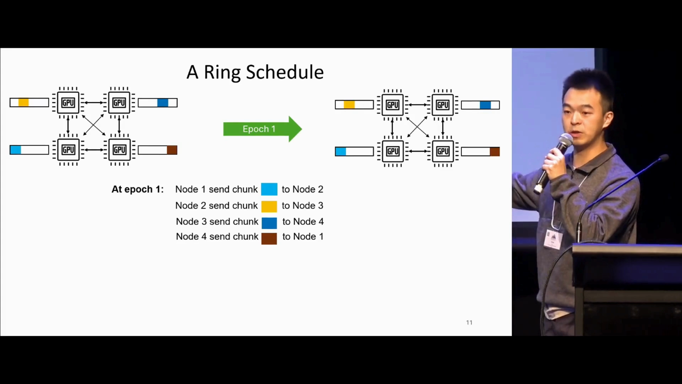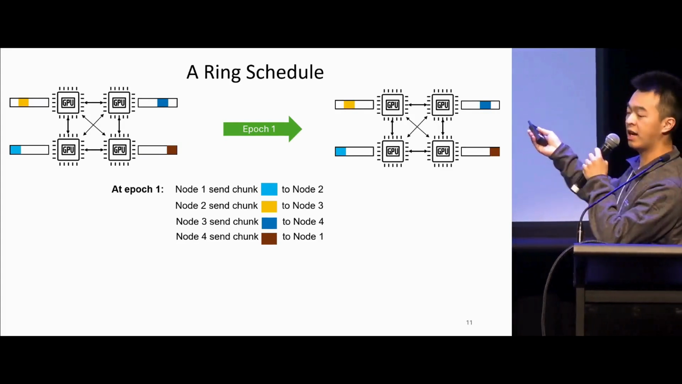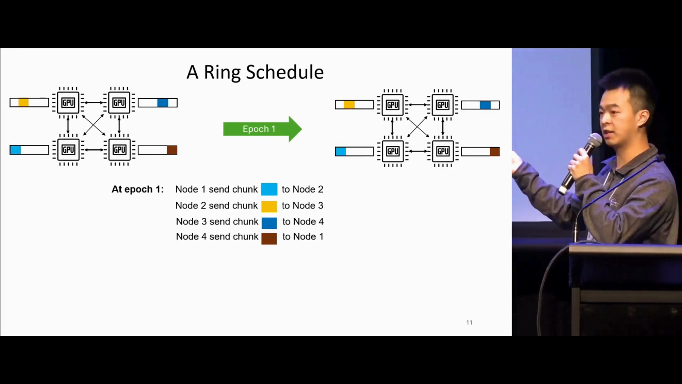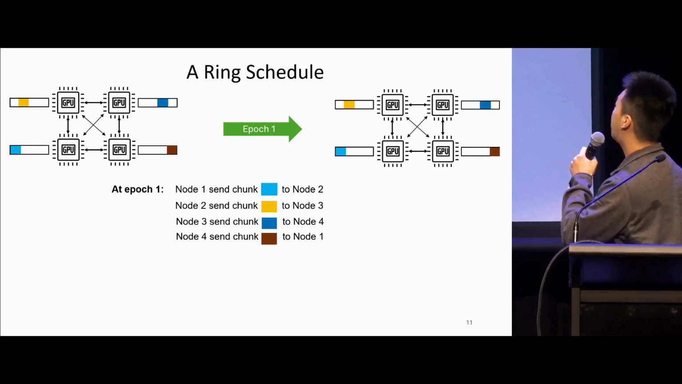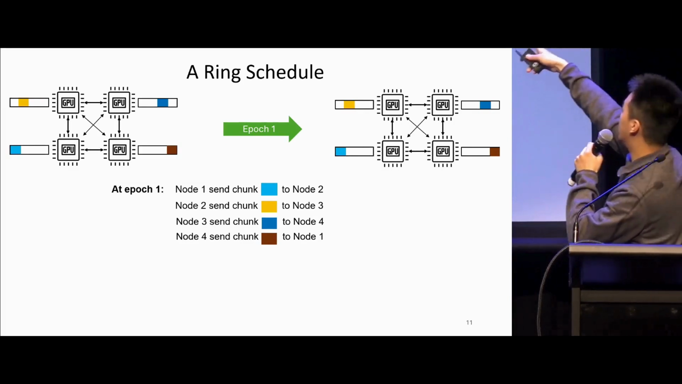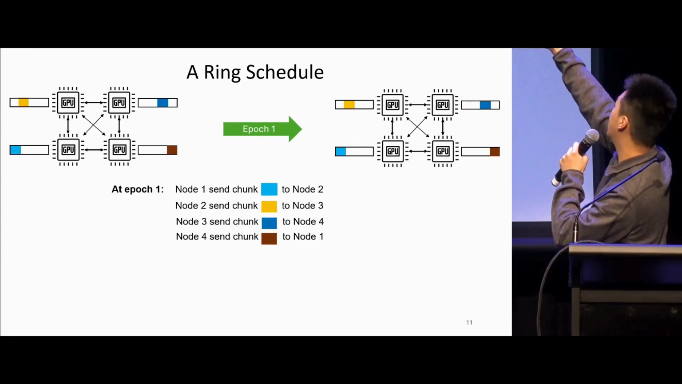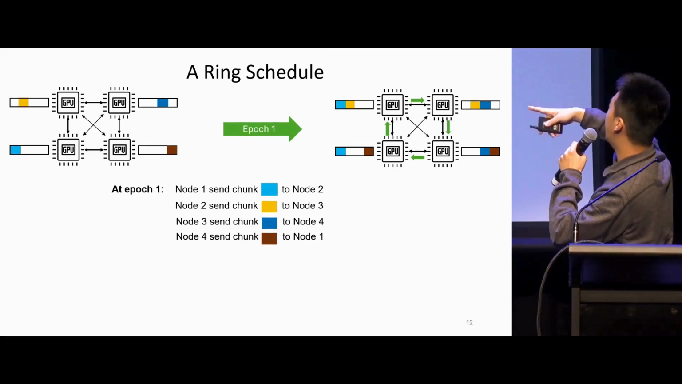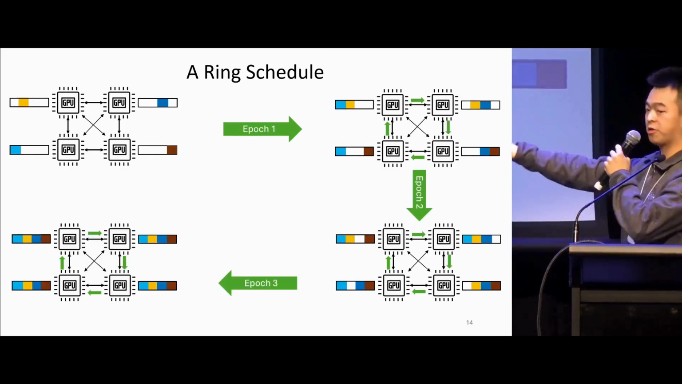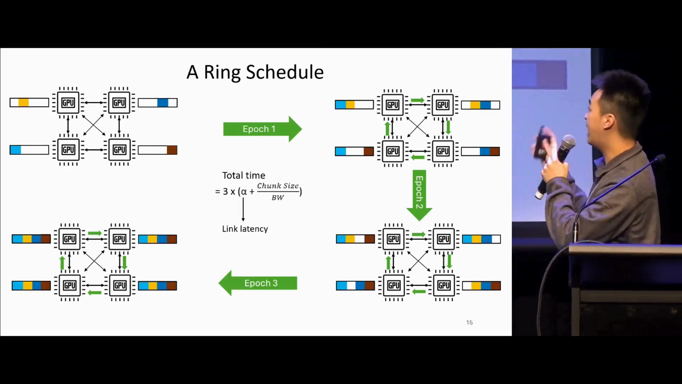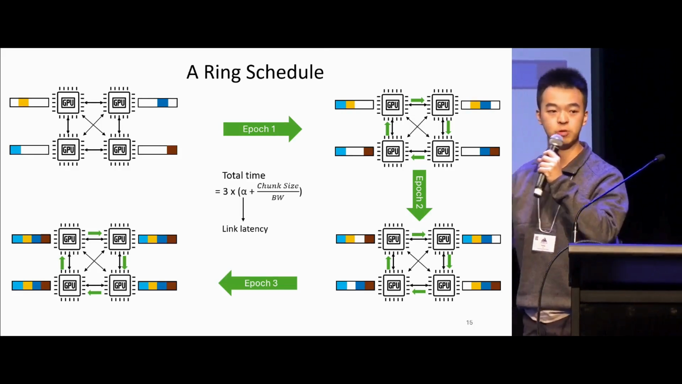Let's take this simple ring schedule as an example. So a ring schedule will tell each node to send one chunk to its immediate neighbor in every epoch. For the first epoch, node 1 will send the light blue chunk to node 2, and node 2 will send the yellow chunk to node 3. And they do the same thing for epoch 2 and epoch 3. At the end, after 3 epochs, we finish our allGather collective in this ring schedule.